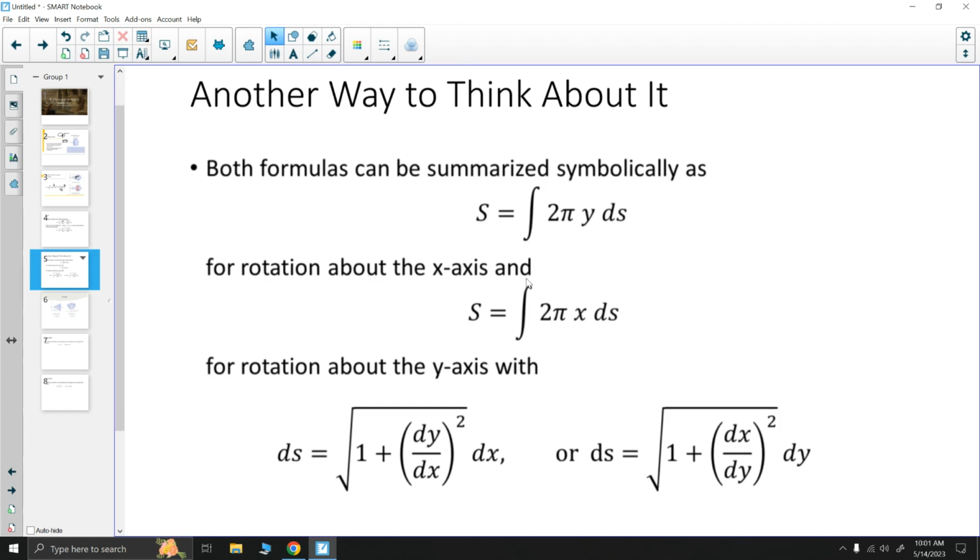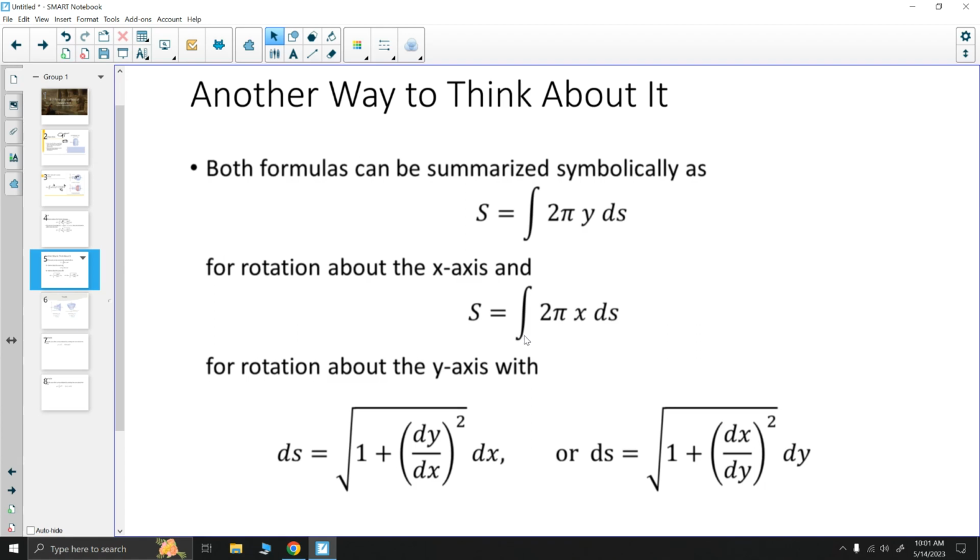For rotation around the x-axis, we do it like this, and for rotation about the y-axis, we would describe it as surface area is equal to the integral of 2 pi x ds. And again, it just depends on what our bounds of integration are. If we are integrating along the y-axis, then we want to make sure that we have this in terms of y. If we're integrating with respect to x along the x-axis, everything needs to be in terms of x. And so we use this formula for rotation around the x-axis and this formula for the y-axis.